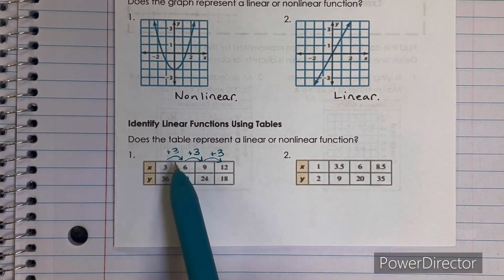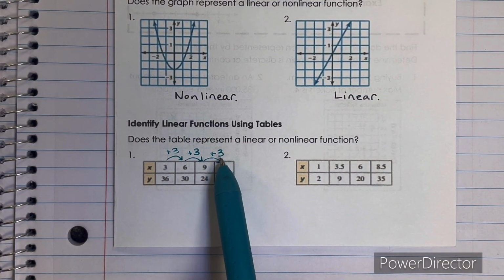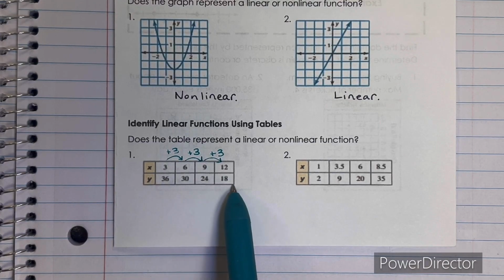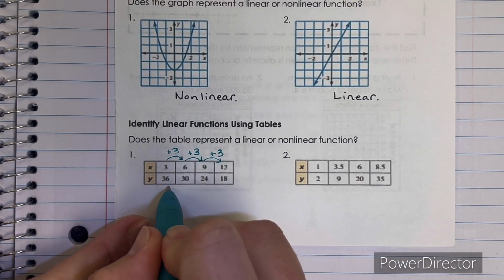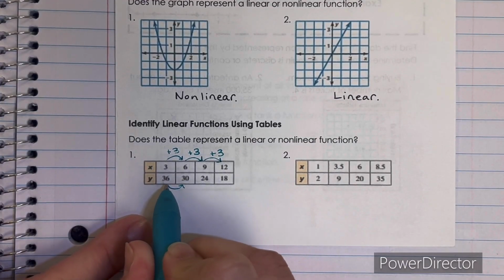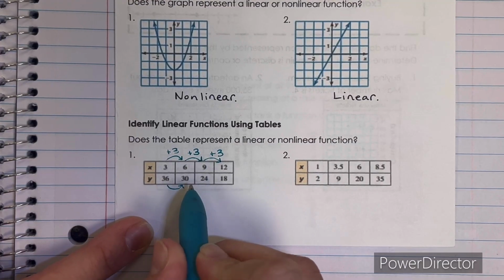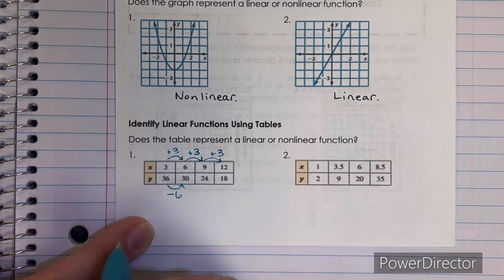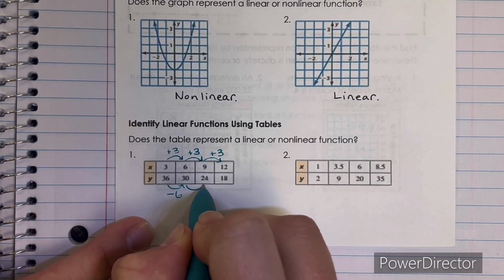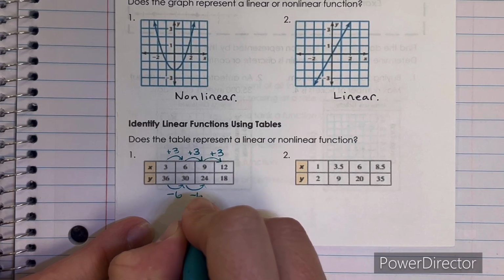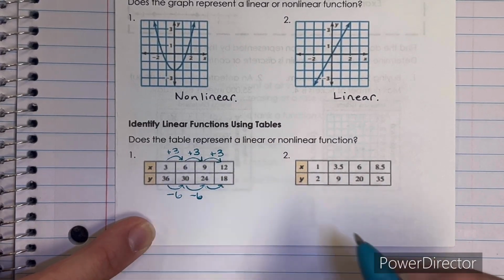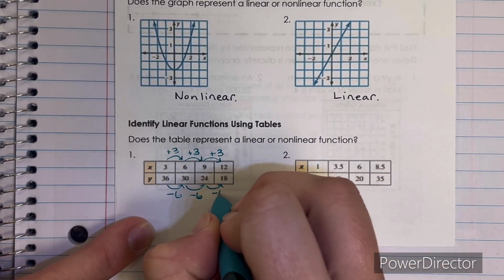So this is the same number over and over on the top, which is good. So far it's set up to be linear, but we also have to check this part. This part also has to be constant. So now we're making the jump from 36 to 30. That one's going down, so it's going to be subtract 6. Making the jump from 30 to 24, again, that's going to be minus 6. And then 24 to 18, minus 6.